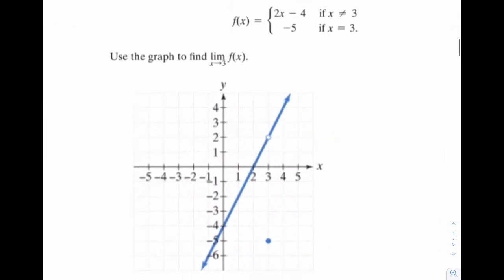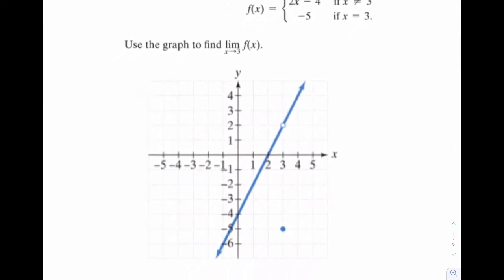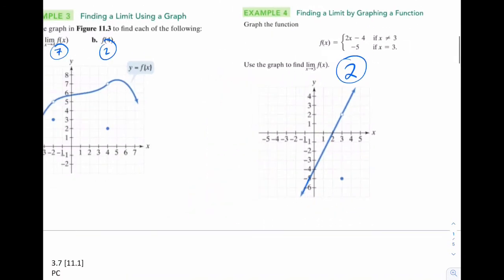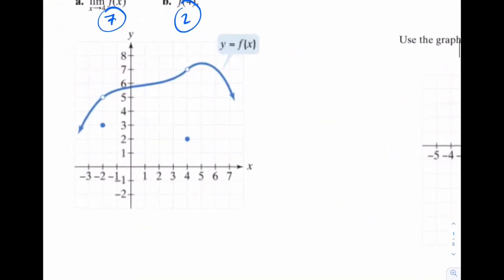Now let's do this one. Use the graph to find the limit as x approaches 3. So let's approach 3 here. Notice I'm going from both directions. The limit is the y value, which is 2. It's not too bad. I do want to point something out here.